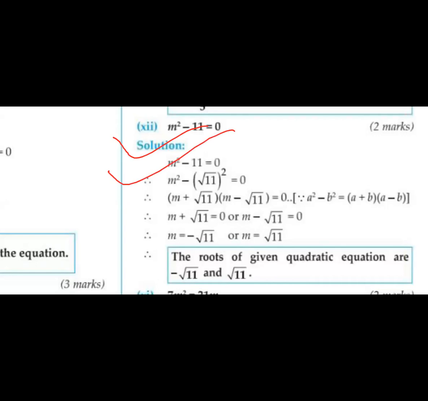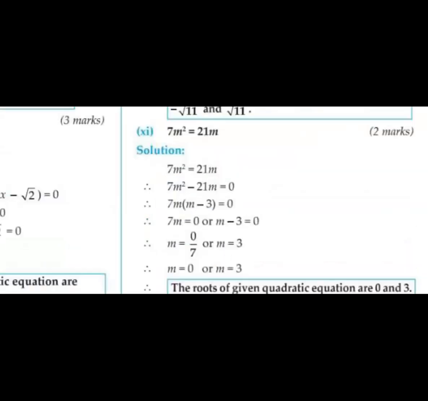Sidra, Saima, Salman, Aisha. No, sir. This method is okay, na? Yes. Okay. All of you are getting it? Yes, sir. Clear, na? Yes. Okay, fine.